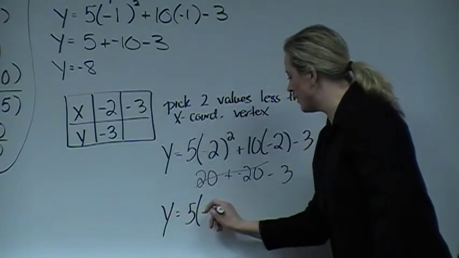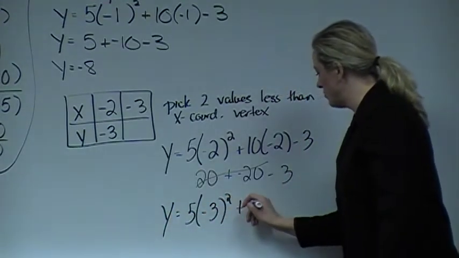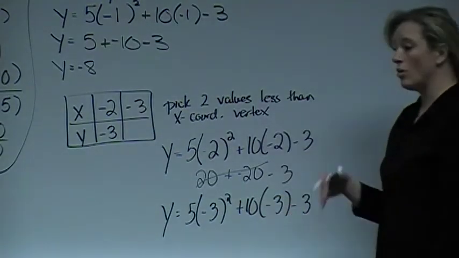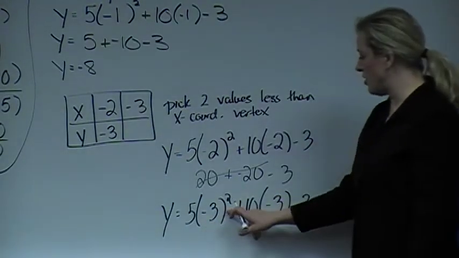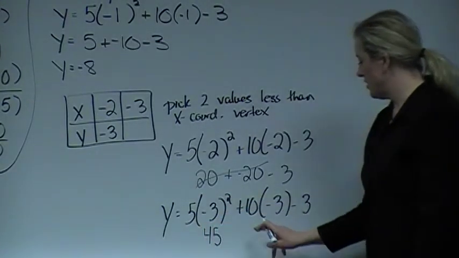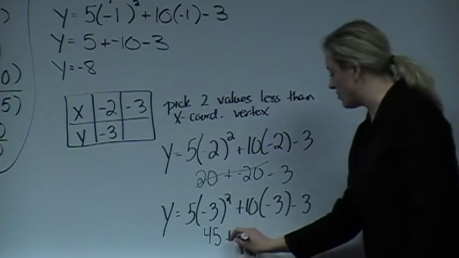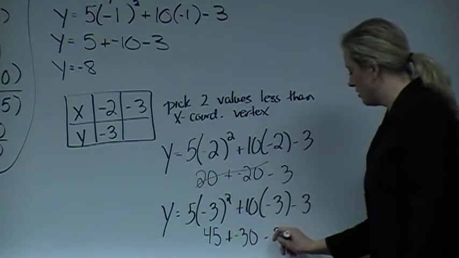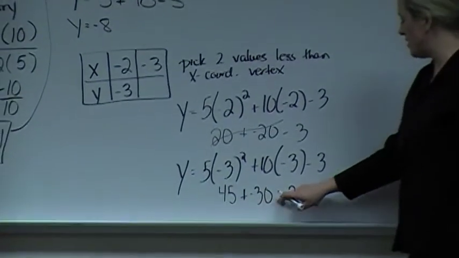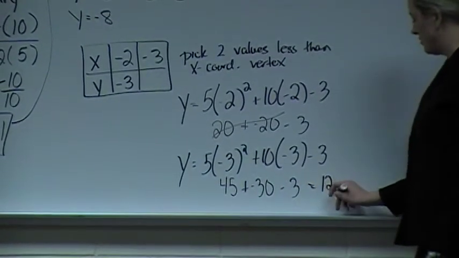I'll do the next one. 5 times -3 squared plus 10 times -3 minus 3. Order of operations. -3 squared is +9. 9 times 5 is 45. 10 times -3 is -30. 45 plus -30 is +15. 15 minus 3 is 12. Good.